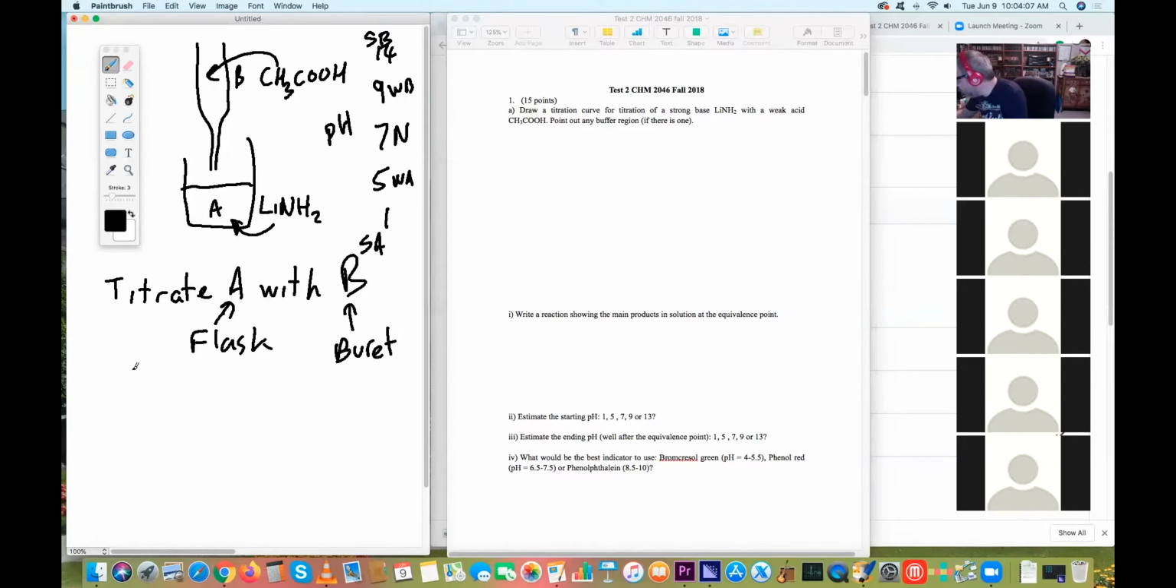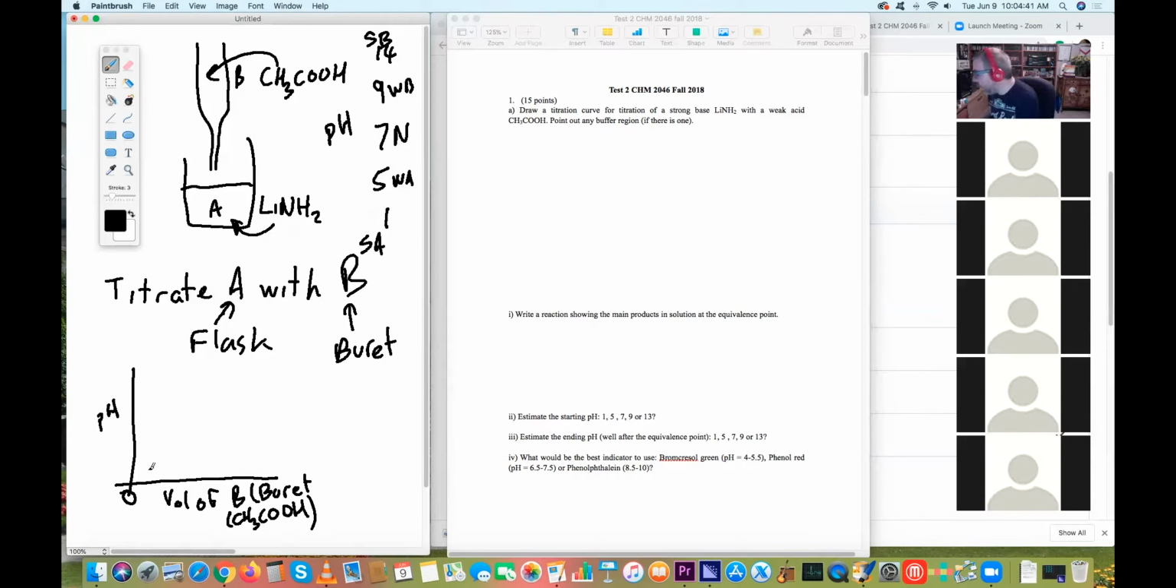When you're drawing a titration curve, on one axis you'll have the pH of the solution, and on the other axis, the volume of B. In this case, it'll be the CH3COOH. It's whatever's in the burette. Even though I don't put any numbers here, this is effectively 0 on the x-axis. At 0, none of the stuff from the burette has been added.